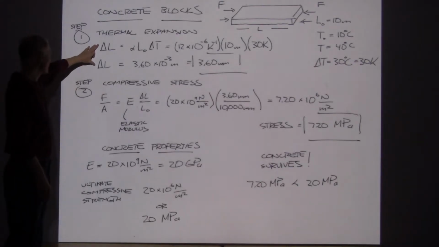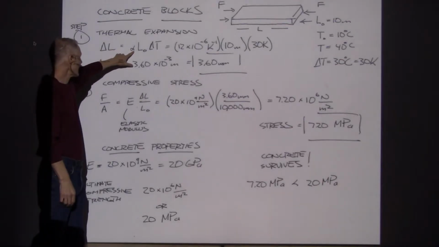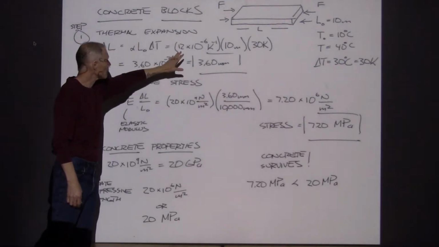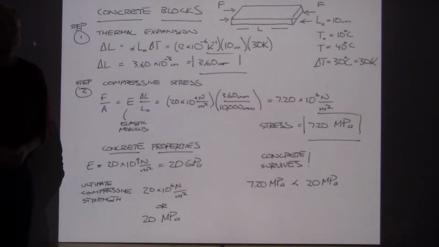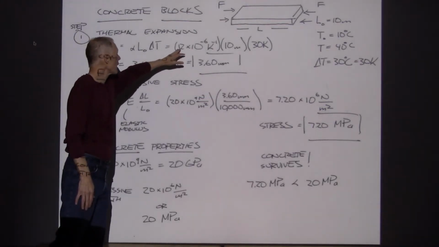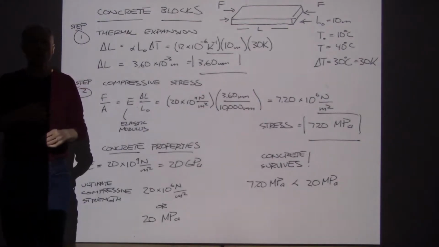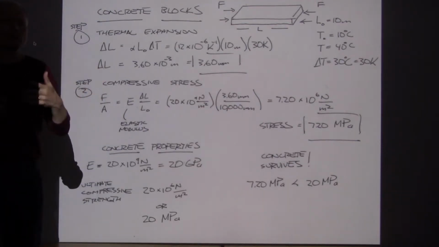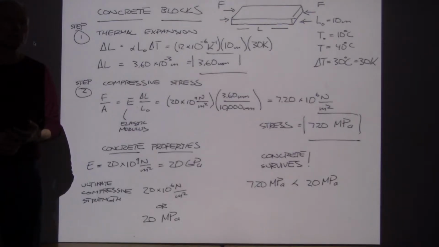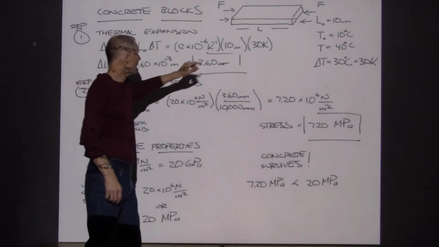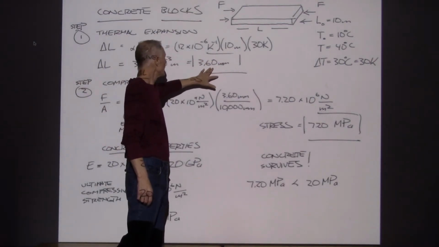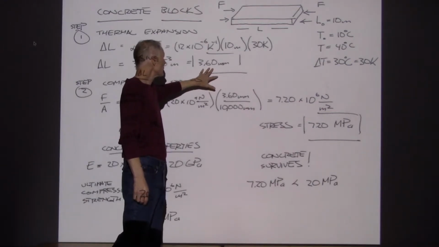So I did this thermal expansion calculation. Delta L is alpha L naught delta T. I put all the numbers in. Just like there's thousands of types of steel, there's thousands of types of concrete, right? When I looked this up, there were a range of values given, but 12 was kind of an average or common value for the expansion coefficient for concrete, 12 parts per million. So I used that. Now the blocks themselves are 10 meters in length, so I put that in. That gave me 3.6 millimeters of expansion.